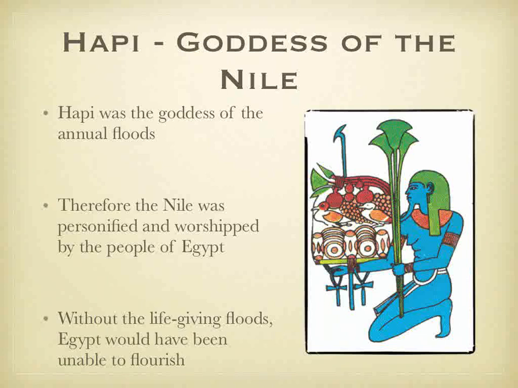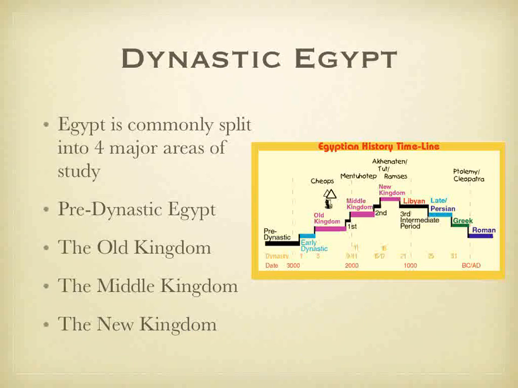So without the life-giving floods, Egypt would not have been able to flourish, and these life-giving floods were sent by this goddess Hapi. And if they didn't arrive on a yearly basis, then that could spell a lot of trouble for the civilization.